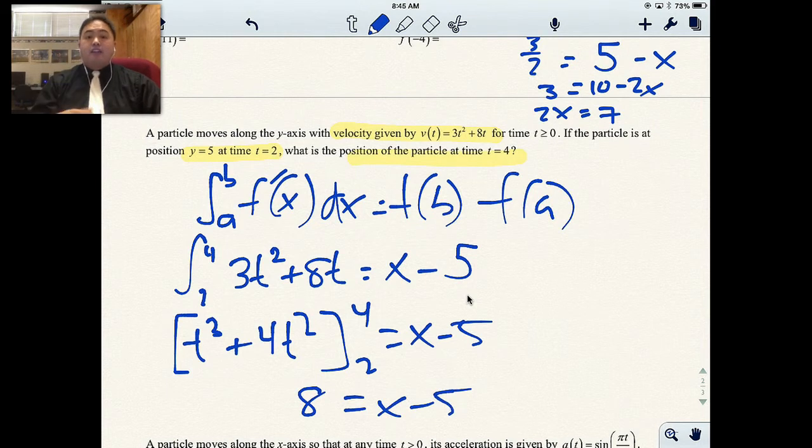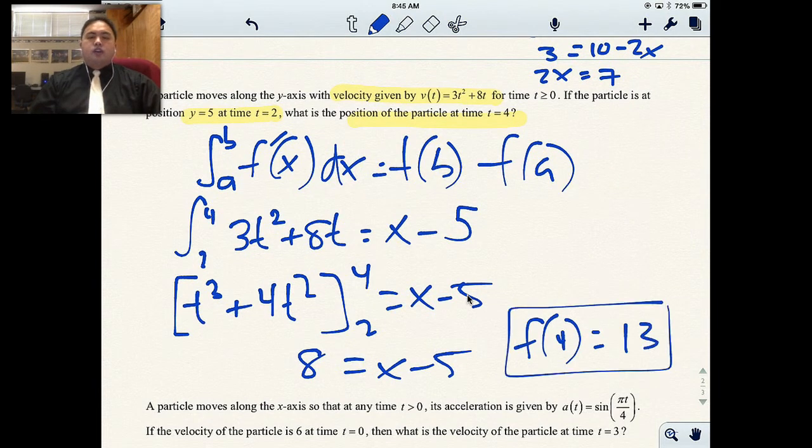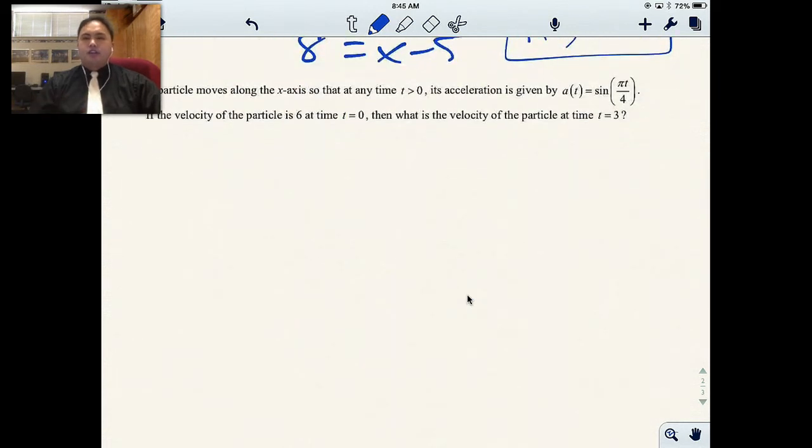And then I'm going to add 5 to both sides, so you get f of 4 is 13. So I took a little shortcut. You plug in 4, you plug in 2, you subtract the 2, but I did that. Last one for today. Same thing, an application for position, velocity, acceleration.